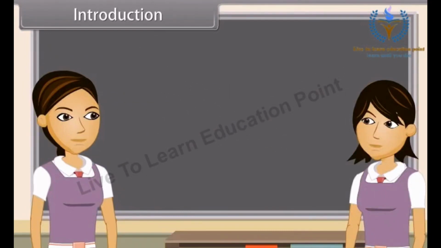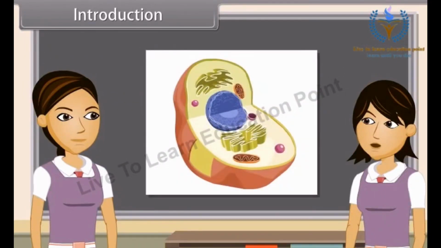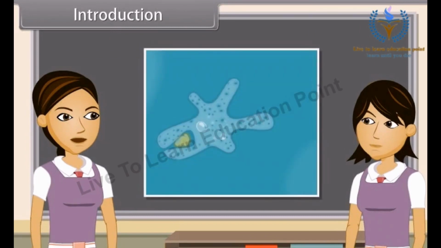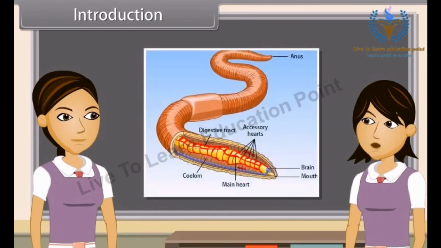Introduction. We know that the cell is the structural and functional unit of life. Do you know what it actually means? It means a single cell can perform all basic functions of life. Example: movement, intake of food and respiratory gases, respiration, excretion. Okay, it is true for single-celled or unicellular organisms.